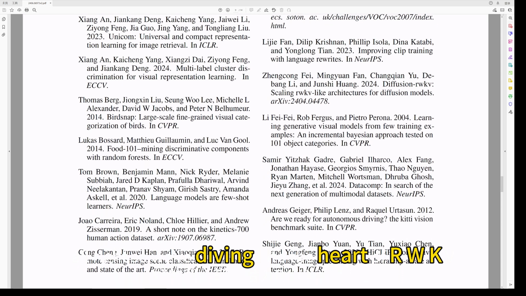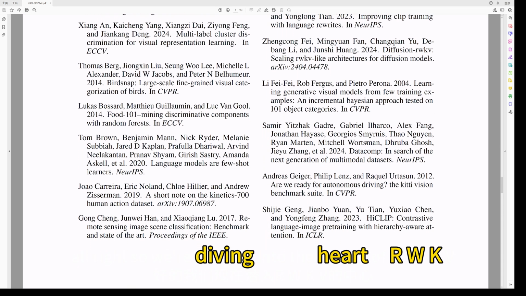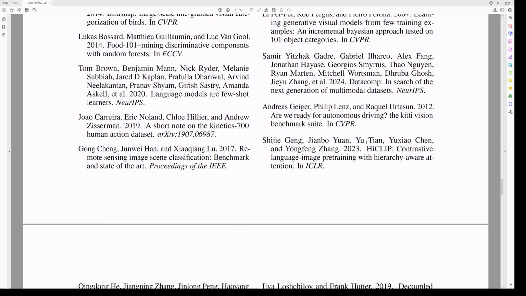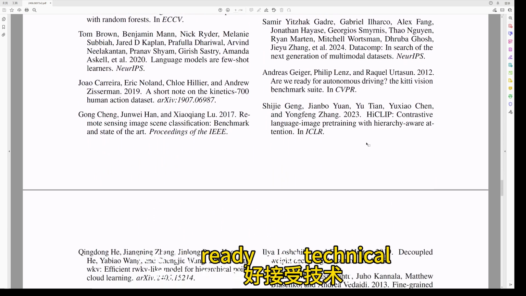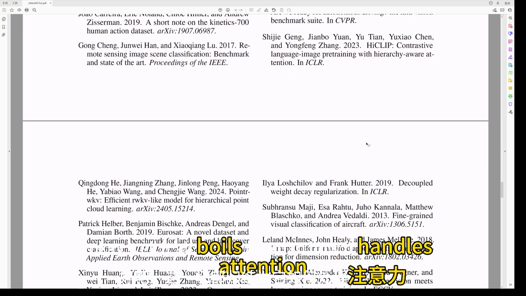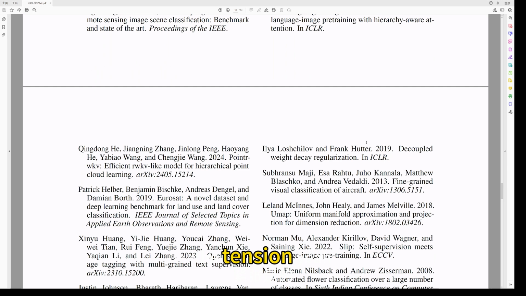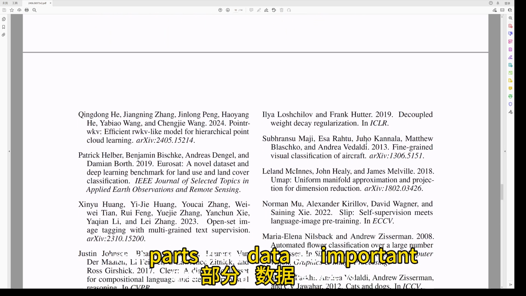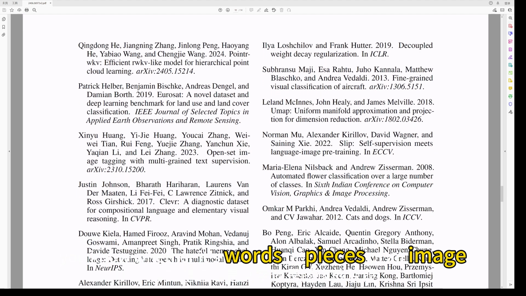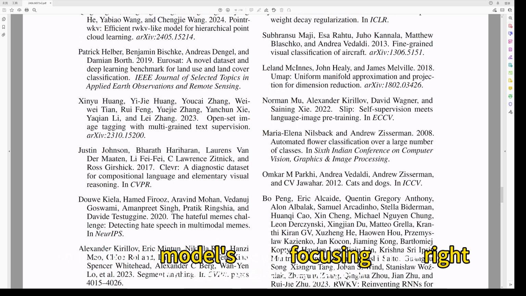All right, so we're diving into the heart of RWKV-CLIP, the RWKV architecture itself. Yeah, I'm ready to get technical. Okay. Well, it all boils down to how it handles attention. The attention. Yeah, it's how these models decide what parts of the data are important, whether it's words or pieces of an image. So it's like the model's way of focusing on the right stuff.